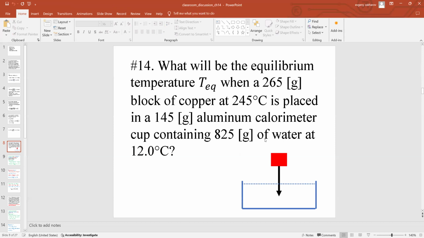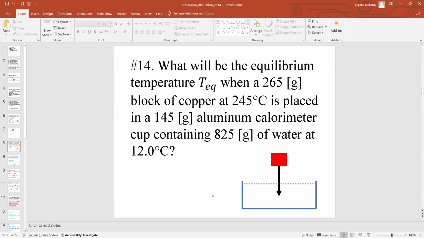Okay, this is more of what you should expect for the test. So pay attention, try to understand what's going on. What's the equilibrium temperature when a certain amount of copper at a certain temperature is placed into a calorimeter made of aluminum, and there is water at 12 degrees Celsius. So this is what's going on. We have cold water, and you put a very hot piece of metal into it. Of course, the metal is going to cool down, and the water is going to heat up.